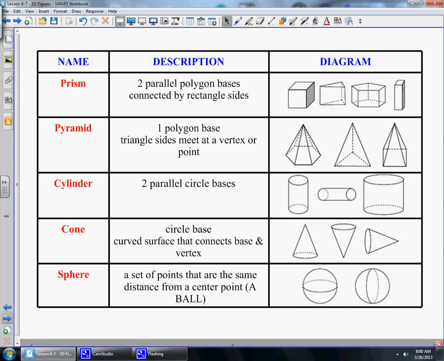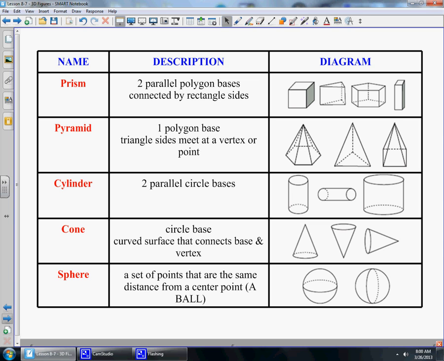So the 3D figures that we're going to talk about today are prisms, pyramids, cylinders, cones, and spheres. If you want to pause the video a minute, you can copy down this chart in your notebook. I know it's a lot to copy down, but this will really help you with naming the different 3D figures. So pause the video and then we'll come back and talk about them a little bit.